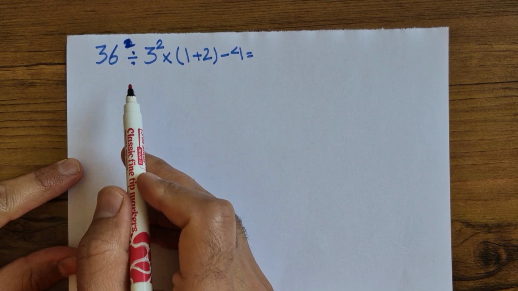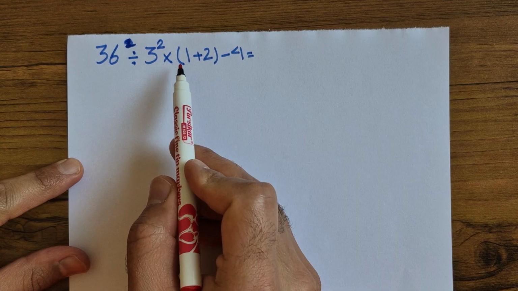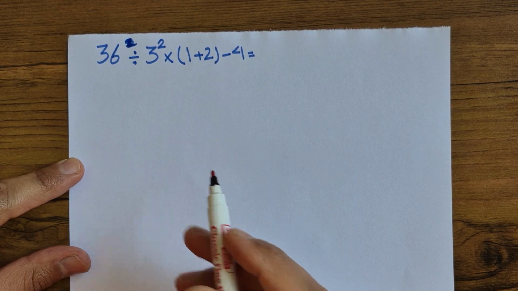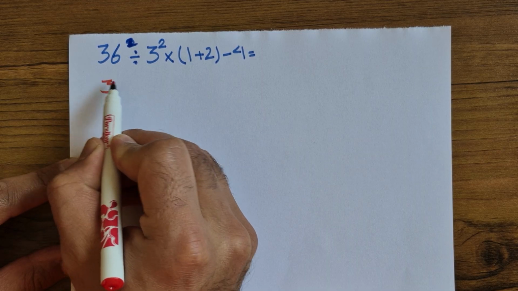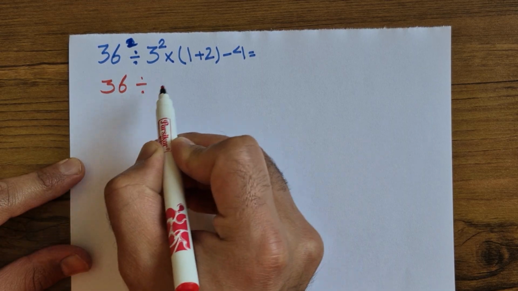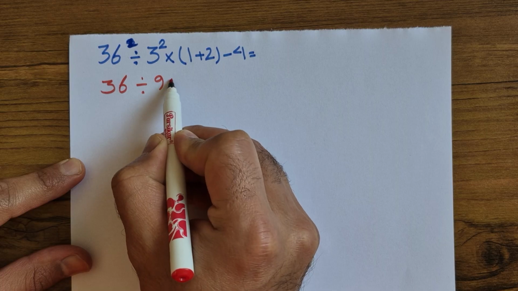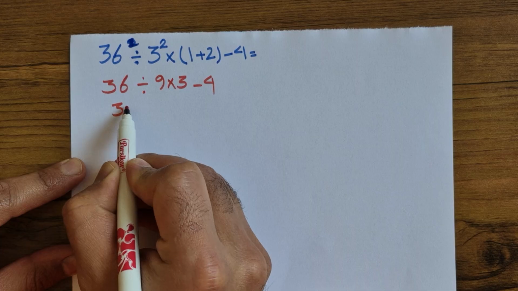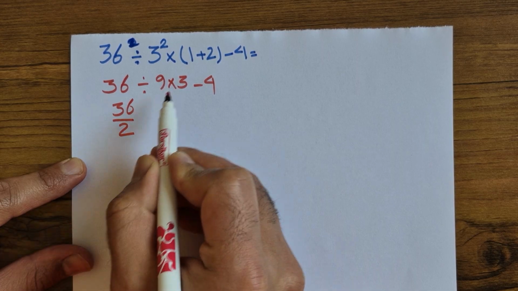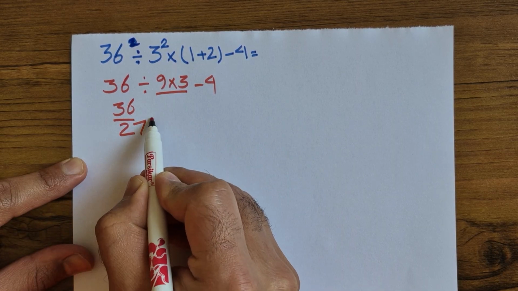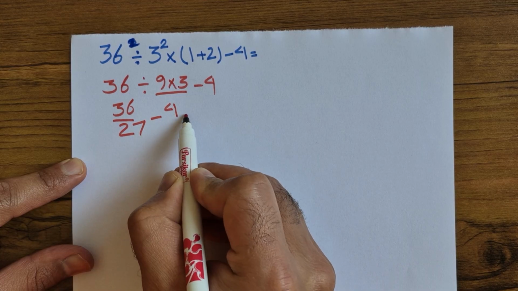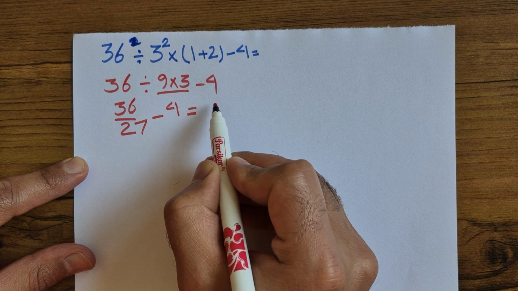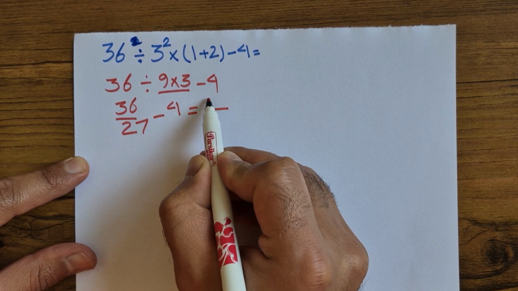36 divided by 3 squared times, open parentheses, 1 plus 2, close parentheses, minus 4. So 36 divided by 9 times 3 minus 4. So 36 divided by 27 minus 4. Okay, so 36 divided by 27.